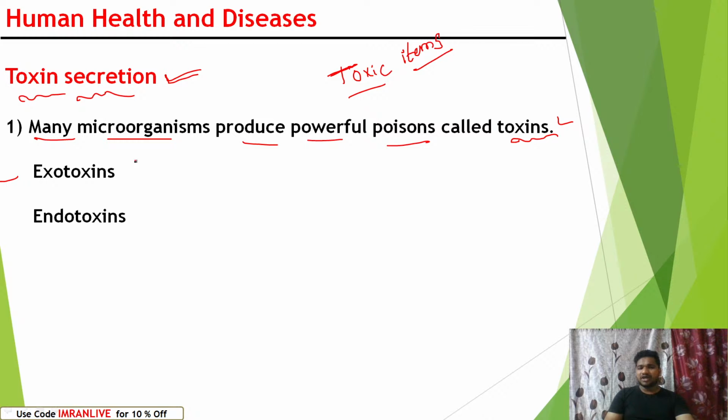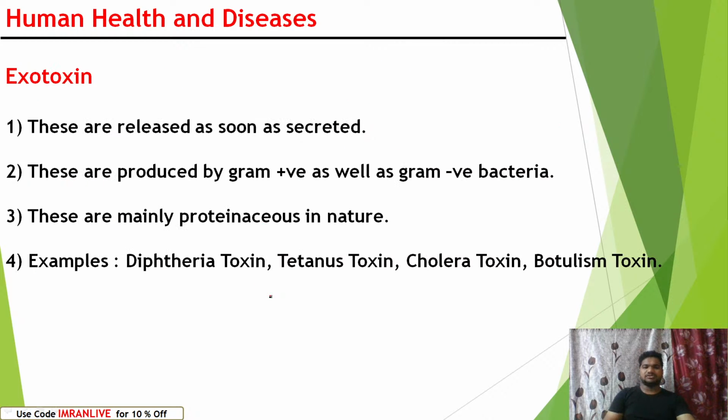We have majorly two types of toxin secretion: exotoxin secretion and endotoxin secretion. Let's understand exotoxins first. These are released as soon as they are secreted. For example, when any bacteria, fungi, helminths or worms enter the human body, they secrete toxic items, which are released directly into the bloodstream. Once released into the bloodstream, we may get the disease. These are produced by gram positive as well as gram negative bacteria.